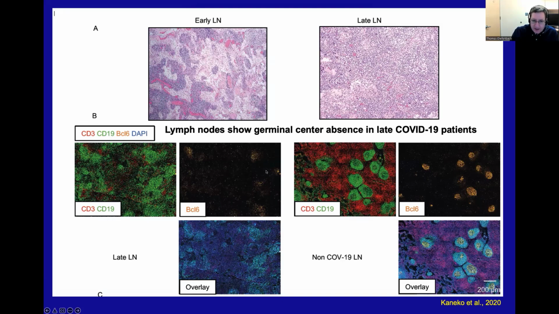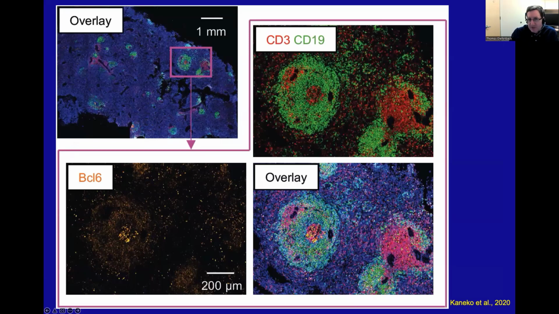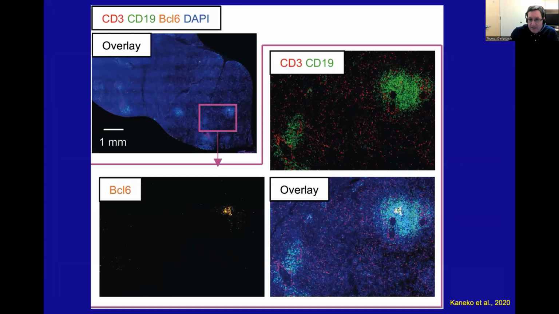And the lower panels here, just from the paper, show the reduction in the BCL6 positive cells. On the left, the late process of the disease. On the right, those that were controls. And these are just close-ups. So this is a control specimen, and then in COVID-19, of course, you can see they're either absent or they're just more diffuse or disrupted in their organization.